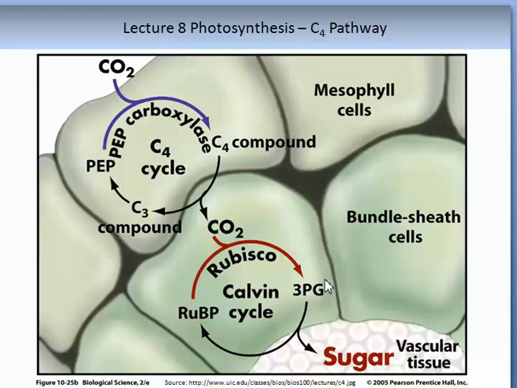The 3PG compound is produced through a number of stages that aren't illustrated on this slide, and you have glucose, your molecule of sugar, produced in the vascular tissue. Regeneration, as in the C3 cycle, occurs with RuBP and ATP from energy. And so this demonstrates how structure and mechanism work very well together to give you the C4 pathway.